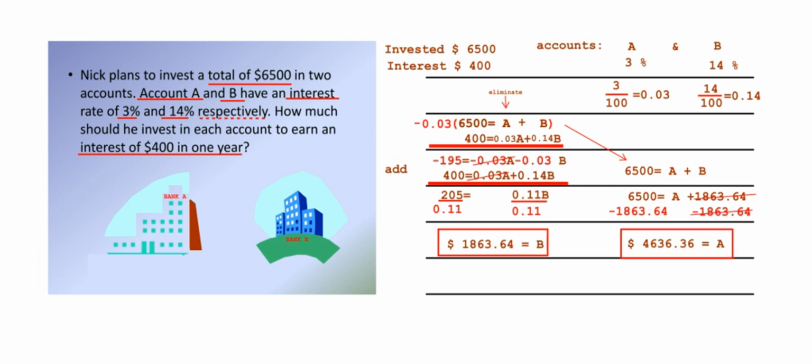So in order to get $400 of interest, you invest $1,863.64 into account B at 14% and $4,636.36 into account A at 3%. There we go. This is the combination that gives us what we want at the end of the year, ideally.